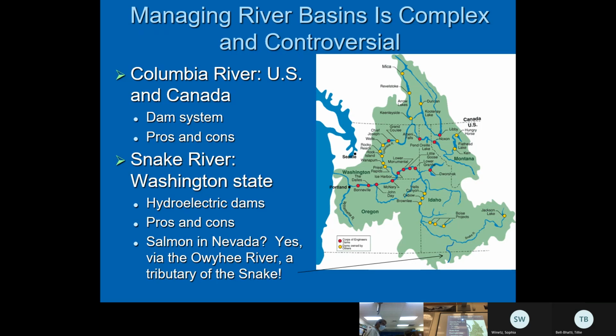Here's the Columbia River in Washington State. I don't know if you recognize Washington State here. Here's the river that forms, a big river, the border between Oregon and Washington. And then it has all these tributaries. The Snake River is one of them. It goes all the way to Idaho. And in fact, if you follow the Snake River, there's this one tributary that actually comes into Nevada, the Owyhee River. And this is a major salmon breeding ground.